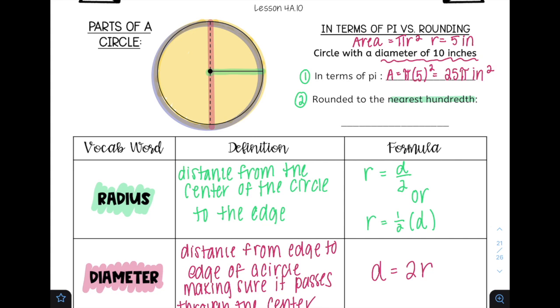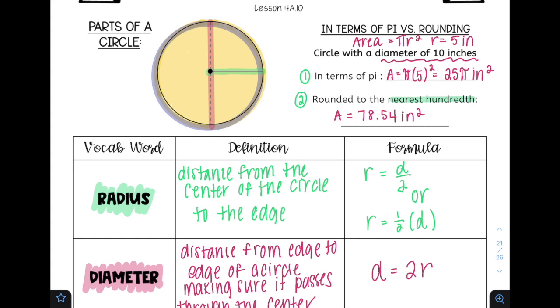Now, if you rounded it to the nearest hundredths place, I'm going to multiply using my calculator with the pi symbol. So I got my area is going to be equal to 25 times pi, which would be 378.54, and rounded to the nearest hundredths place, inches squared.